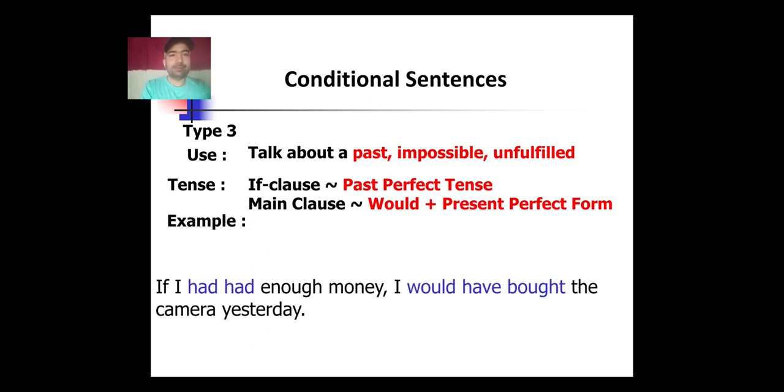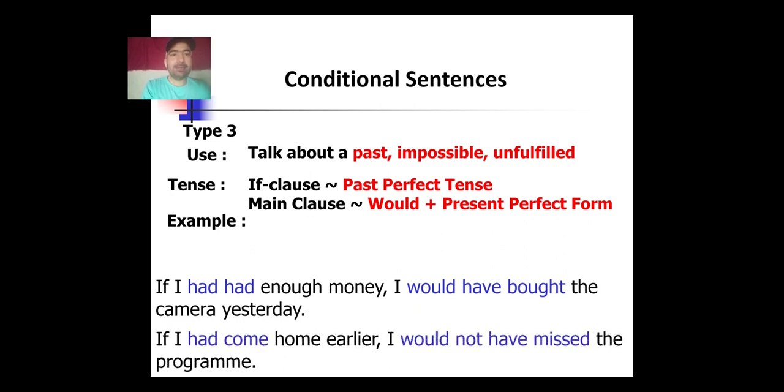Now examples. If I had had enough money, I would have bought the camera yesterday. So "if I had had enough money" means I did not have it. I would have bought the camera. So it's an unfulfilled action or desire.